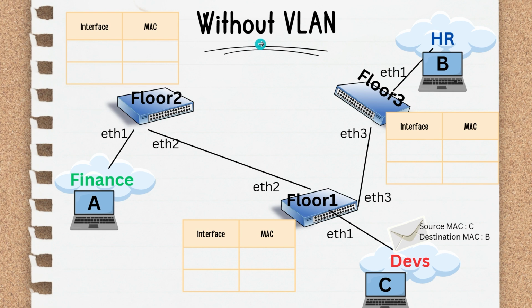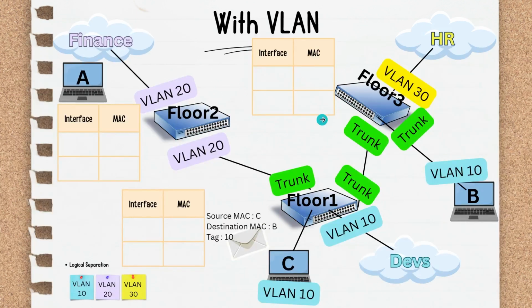Because of that, we have something called VLANs, and we can configure some ports in such a way that the packet is sourced from C with destination VLAN 10, and if we are tagging that VLAN, it can't unnecessarily broadcast to this finance domain. So that is the advantage of having VLAN.